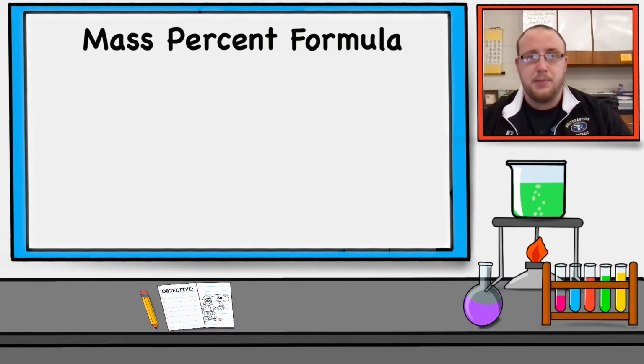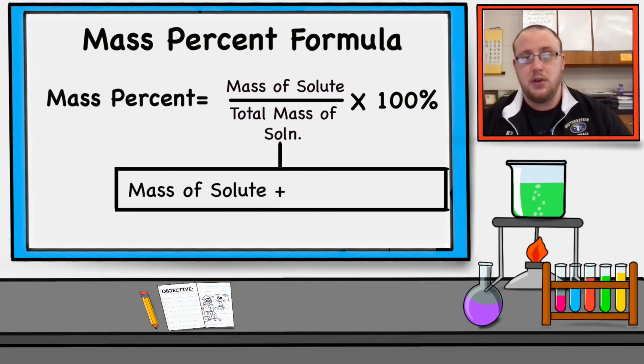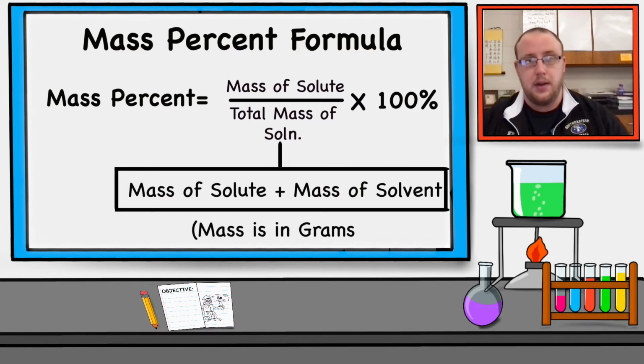So to solve for mass percent problems, you will need to first know the formula. Here it is. Mass percent equals the mass of the solute in grams divided by the total mass of the solution in grams. We then need to take this answer and multiply it by 100%. Before we walk through some practice problems, I want you to notice that we are dividing by the total mass of the solution. That means the mass of the solute plus the mass of the solvent. We also need to understand that mass is always going to be in grams. Sometimes we're going to be given kilograms, and in order to solve for these types of problems, we're going to have to convert that down to grams. So with this knowledge, let's work out our first practice problem.